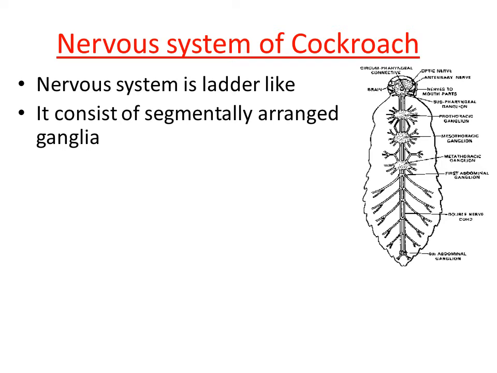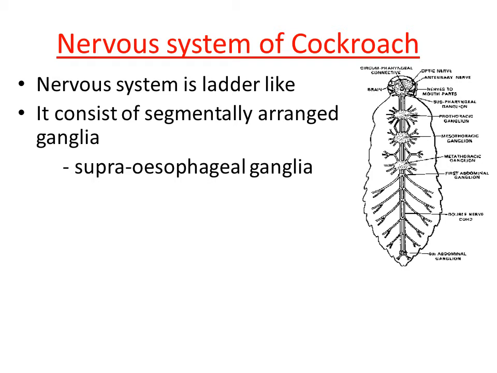So in some of the segments we can see the presence of ganglia, right? Based on the location of the ganglia, they are divided into different types. One of the ganglia is supraesophageal ganglia. Supra is nothing but above. So above the esophagus region, the ganglia are present. They are called supraesophageal ganglia. This is actually forming the brain in the cockroach.